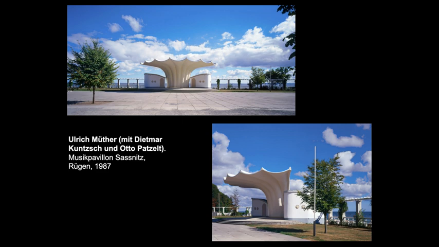Here also you can see that the constructed form and the architecture are a unit, and this is also a symbol. So the architecture defines the space. It's something like a monument, which is also dominating the public space on the promenade of the holiday resort of Sassnitz. It's also a working town, but it's very much based on tourism on this island.